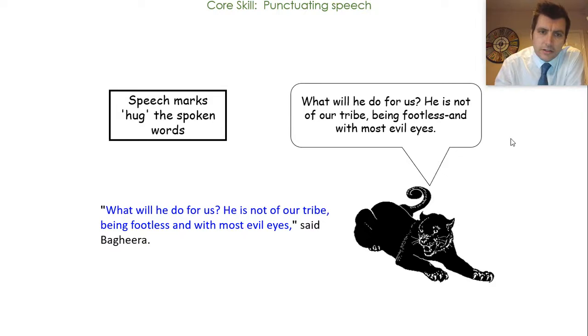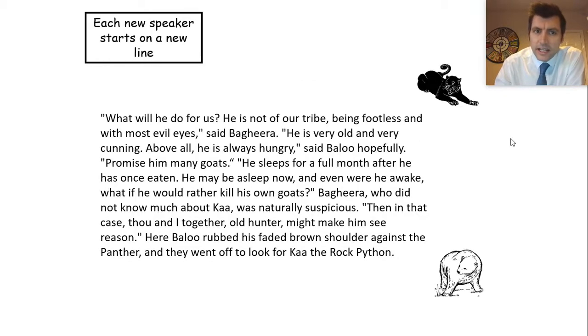They are the speech marks. Okay? Then what we've got is a second element, which is said Bagheera, and we'll find out about that in just a second. Now, each speaker, when we're writing a piece of direct speech, has a new line. So if we look at this, what will he do for us?